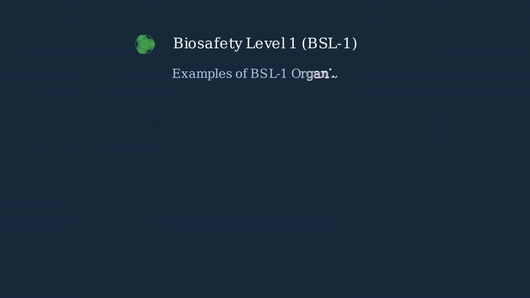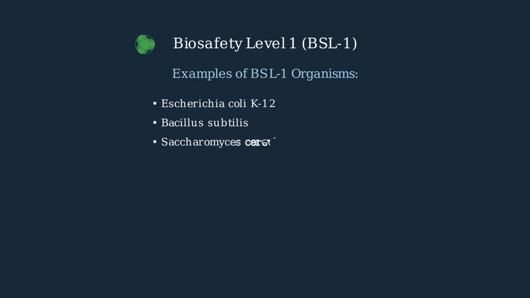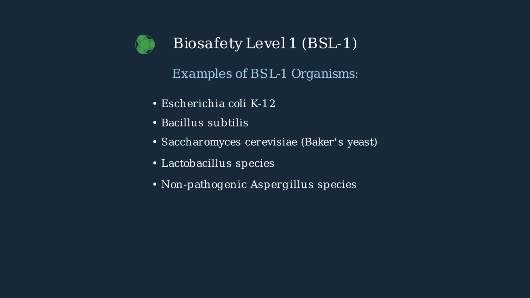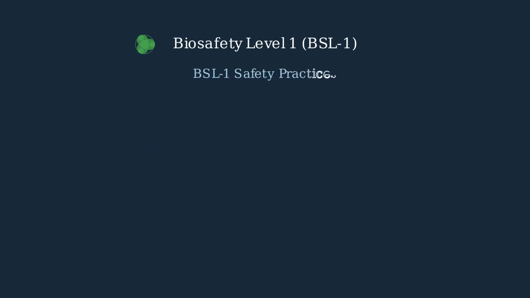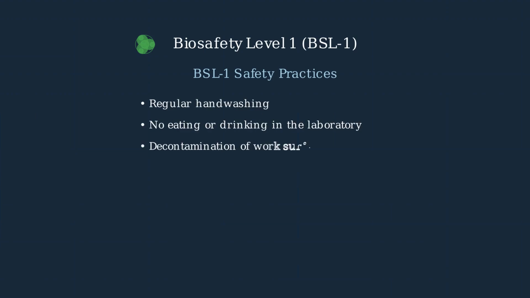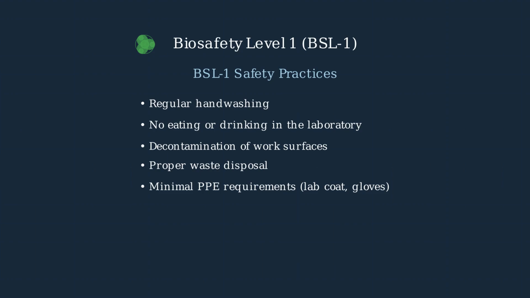Common examples of BSL-1 organisms include Escherichia coli K12, Bacillus subtilis, and various yeasts like Saccharomyces cerevisiae, commonly known as baker's yeast. These organisms are well characterized and unlikely to cause disease in healthy adults. Standard safety practices for BSL-1 include regular hand washing, prohibiting food and drink in the laboratory, decontaminating work surfaces, proper waste disposal, and minimal personal protective equipment such as lab coats and gloves.